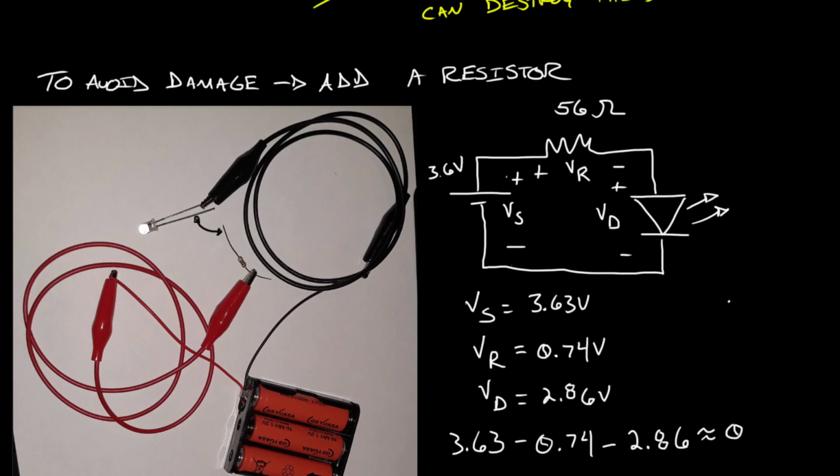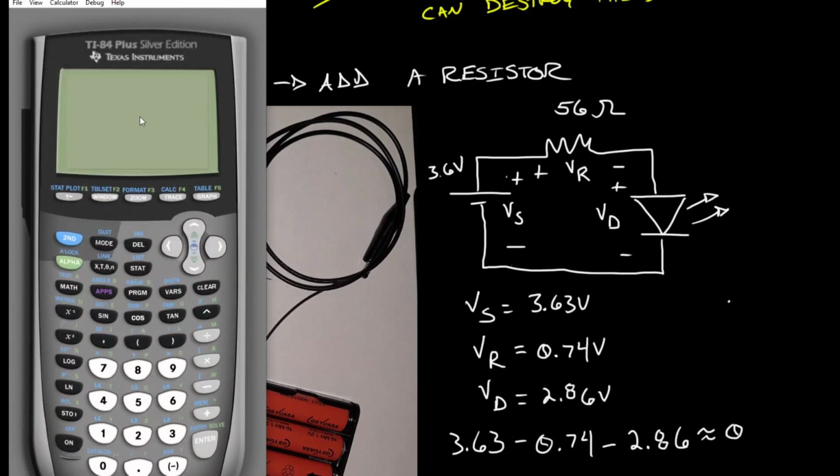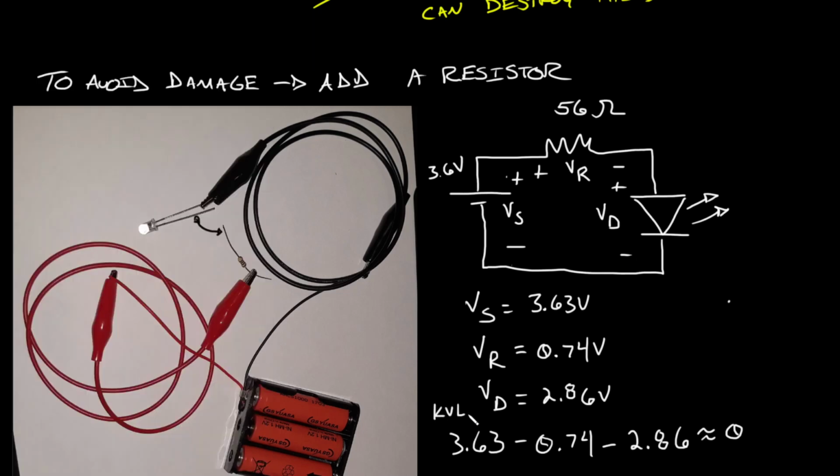Let's grab our calculator. We have 3.63 minus 0.74 minus 2.86. Hopefully that's close to 0. 0.03, so we have a little bit of error, but not horrible. And that's KVL, one of our fundamental laws.